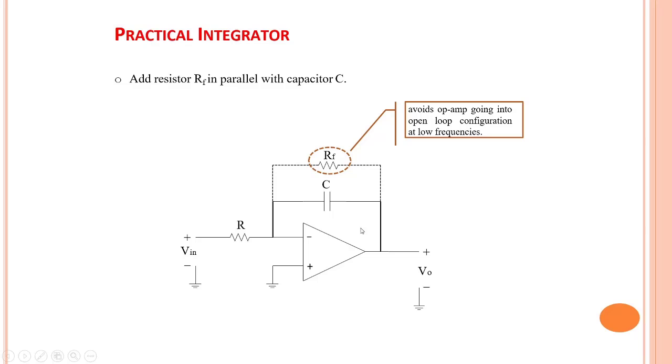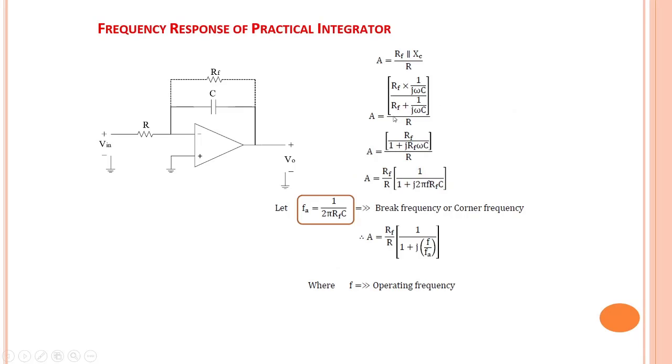So due to such limitations, the ideal integrator needs to be modified, and that is done by adding one resistor in parallel with the capacitance in feedback. Then the gain of such a practical integrator, where one resistor is added in parallel with the capacitor, can be found out. A is equal to minus RF in parallel with the reactance of the capacitance divided by R. Then we'll get very easily the expression for gain: A equals minus RF by R multiplied by 1 divided by 1 plus j 2 pi f RFC.